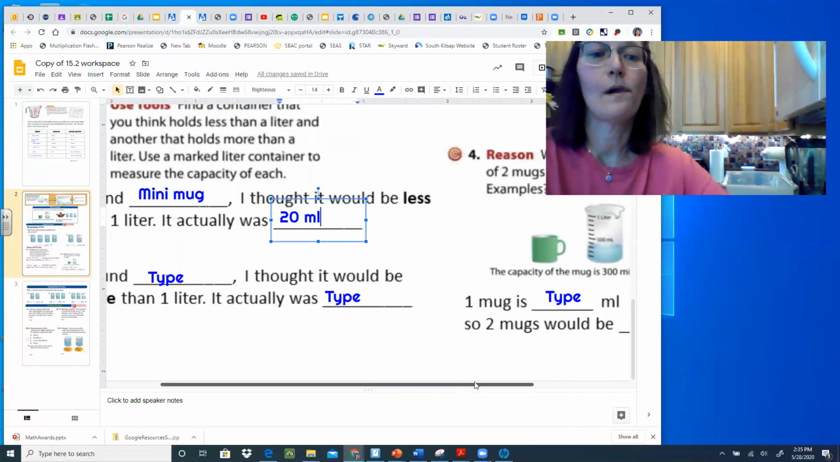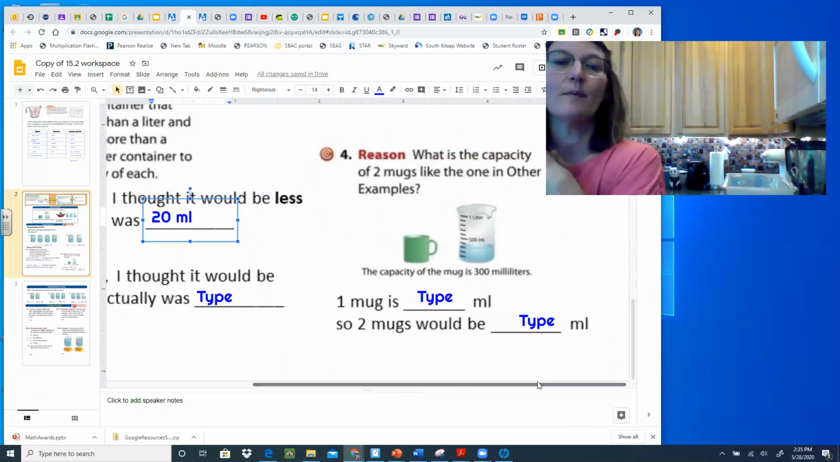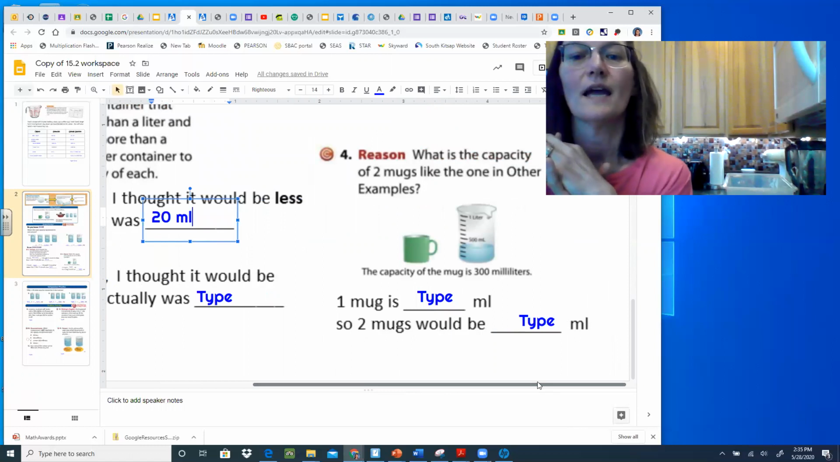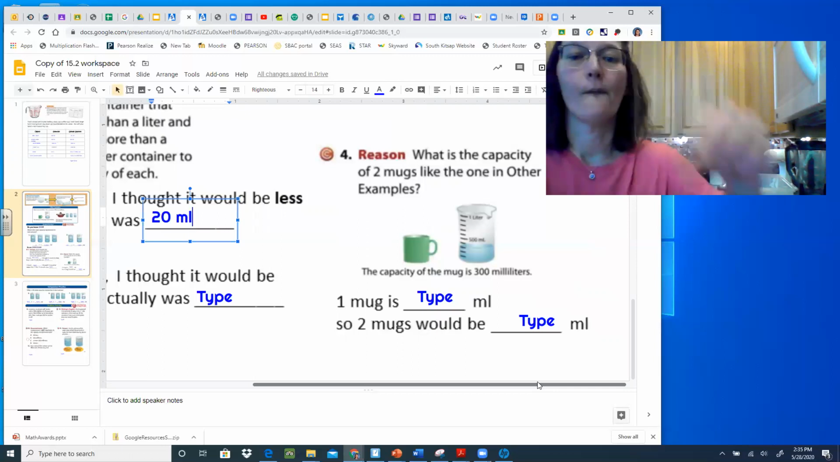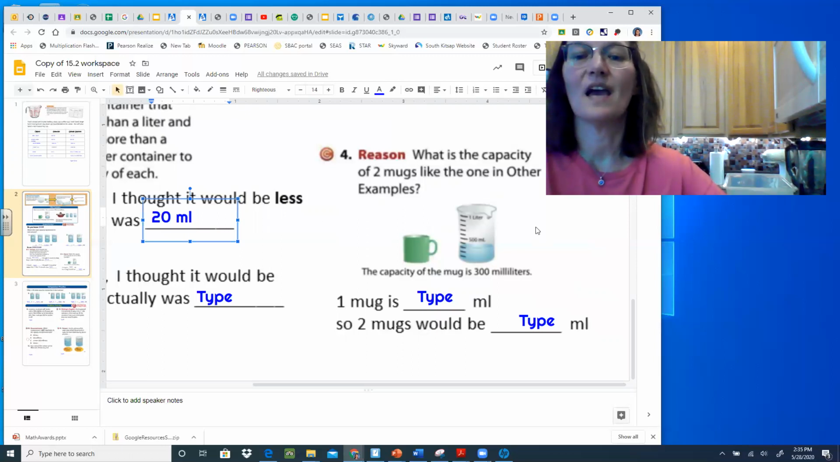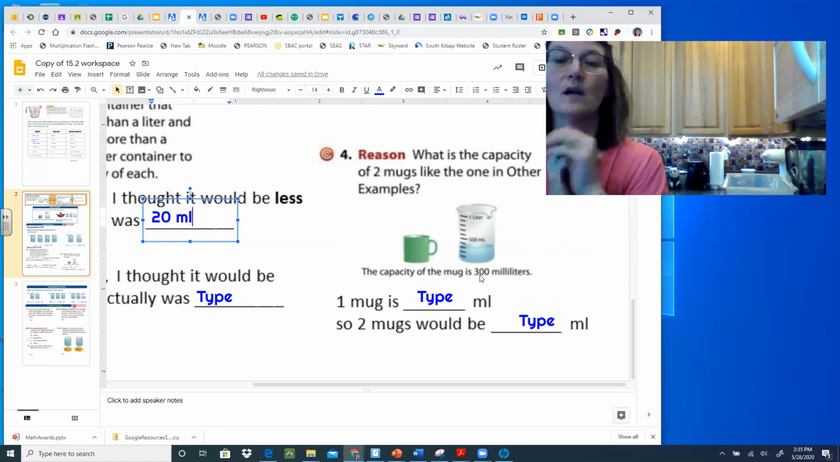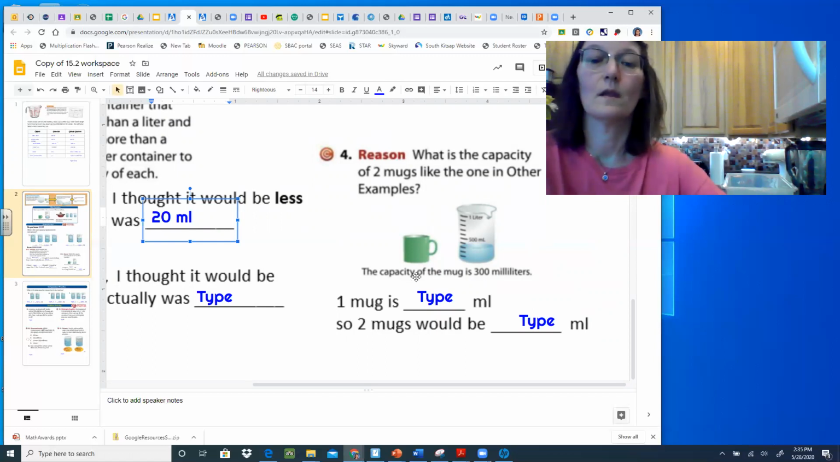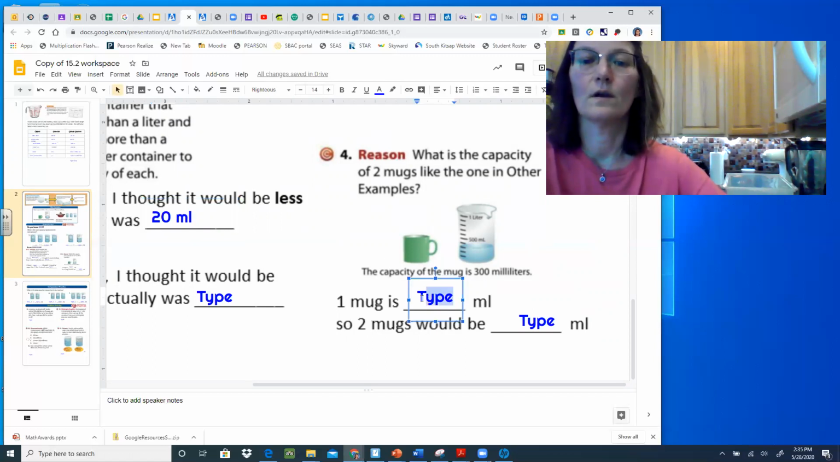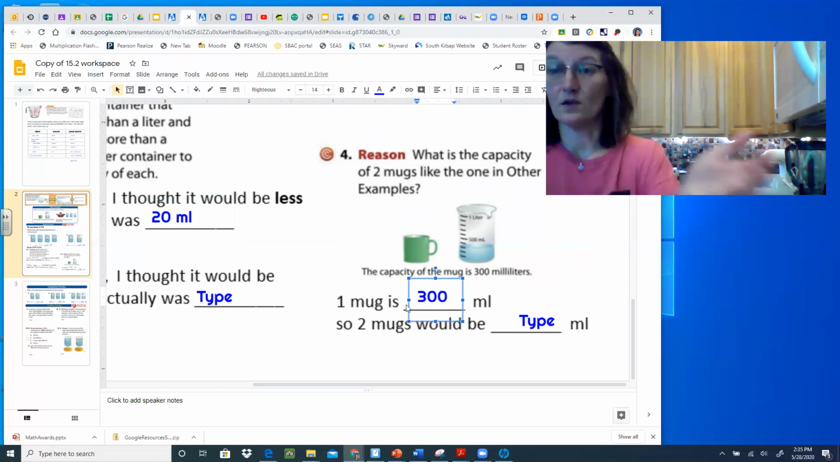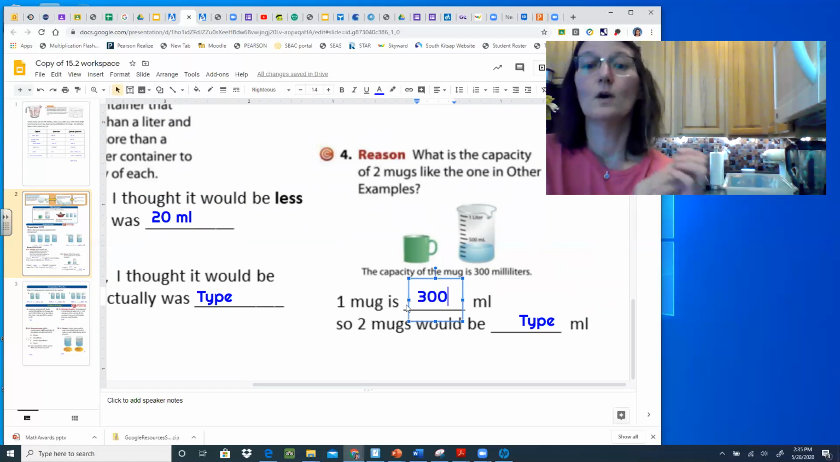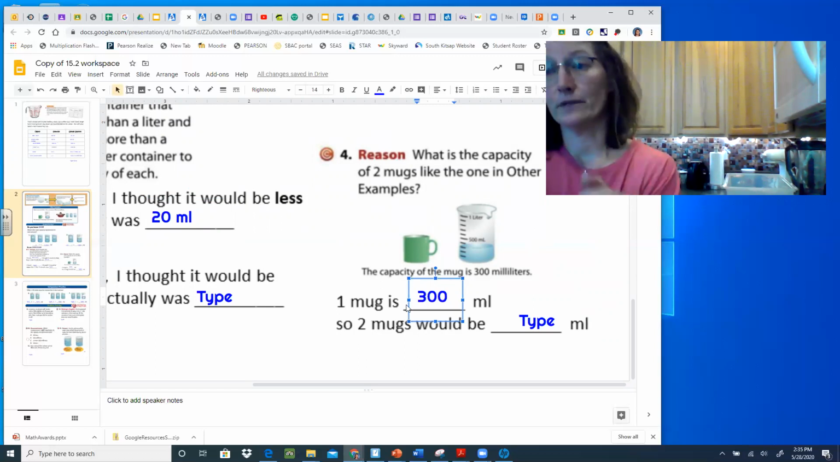Okay, number 4, what is the capacity of 2 mugs like the one in the other example? So here's from the other example, the capacity of the mug is 300 milliliters. So one of them is 300. So what would 2 of them be? You can either do 300 times 2, or you can do 300 plus 300. And I'm not going to do that one because you can do that in your head.